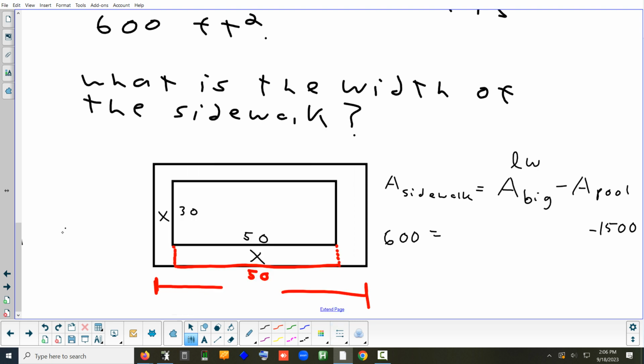Okay, so we got that. How about this section from here to here? We don't have a number for it, but we do have something that represents it. X. And then how about from here to here? X. So we've got x, 50, x. If you add that together, what's the length of the bottom? 50 plus 2x, or 2x plus 50. So that's the length of the big rectangle.